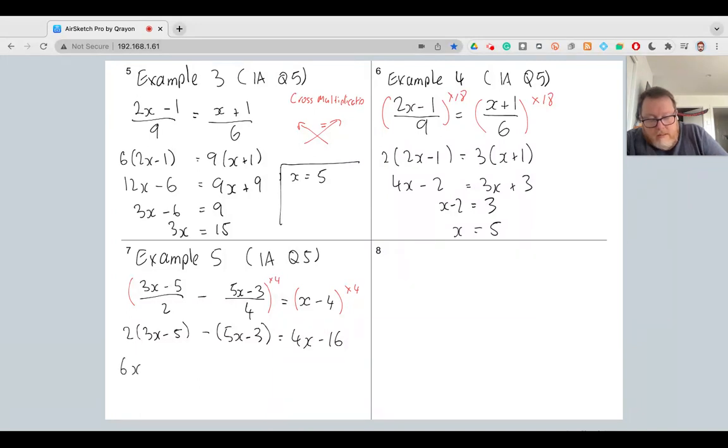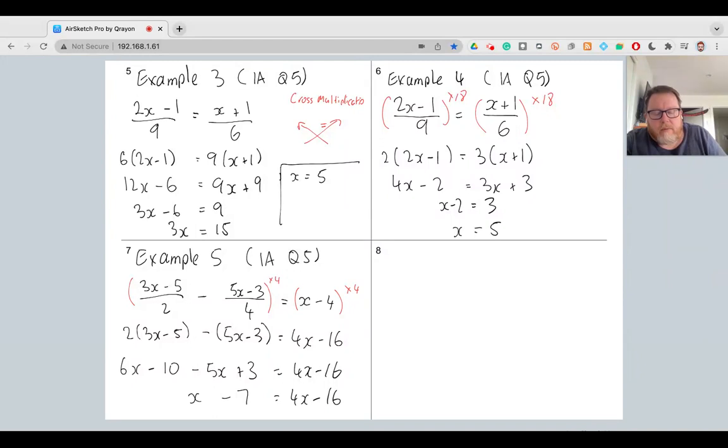So we're going to do a tidy up before we do anything else. So we've got 6x minus 10. Now here's where it gets a bit tricky. Remember that when you've got a minus outside the brackets, effectively you're going to change the signs of everything inside the brackets. So we've got minus 5x, and then minus 3 is plus 3, equals 4x minus 16. And I think I'll simplify the left before I do anything further. So I've got 6x minus 5x is x, minus 10 plus 3 is minus 7, and on the right-hand side I've got 4x minus 16.